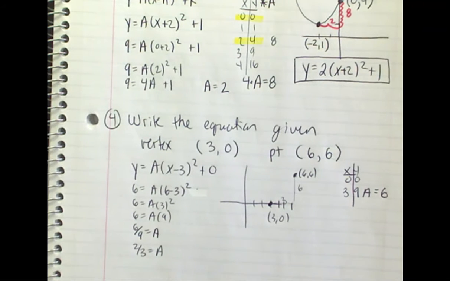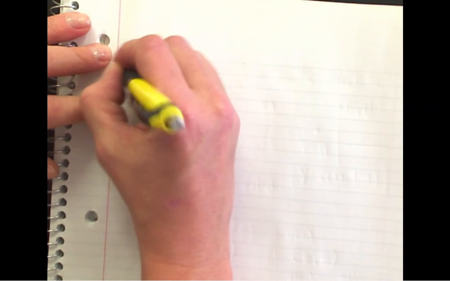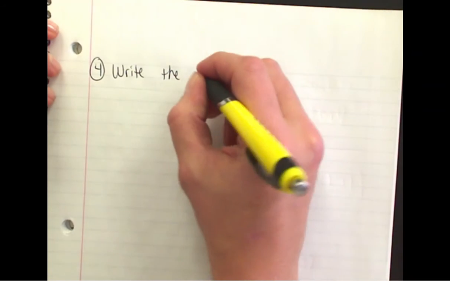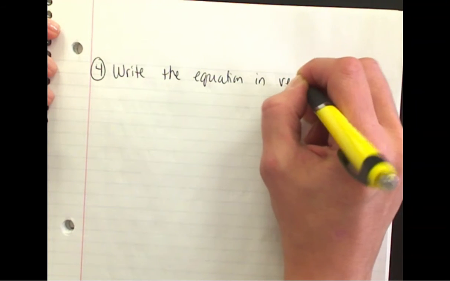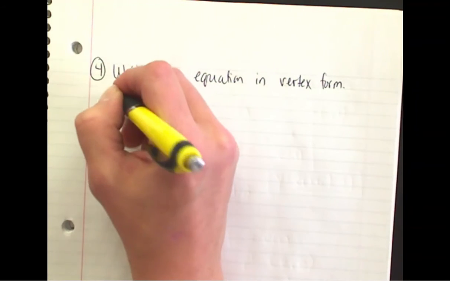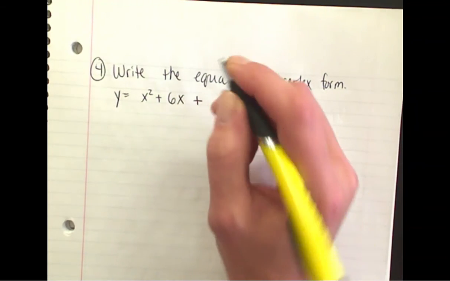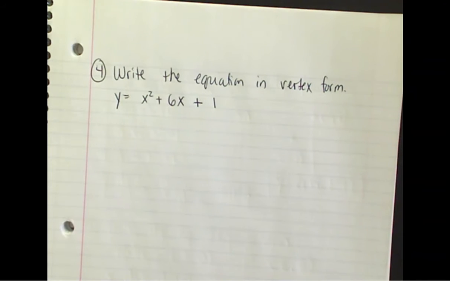You guys are ready? That was the second to last skill. Here you go. Write the equation in vertex form. Okay, y equals x squared plus 6x plus, I don't know, what do we want it to be? 1. No, 9 would be too easy. Come on, Mr. B.